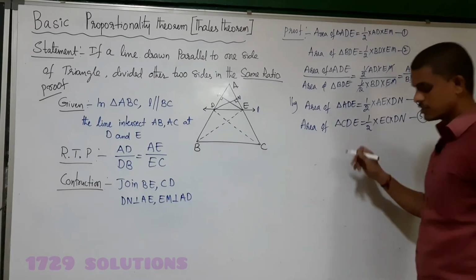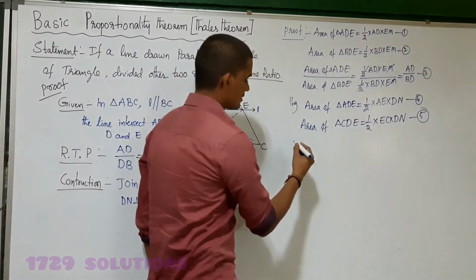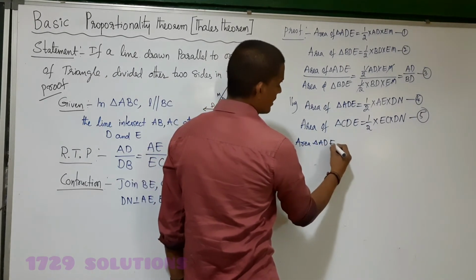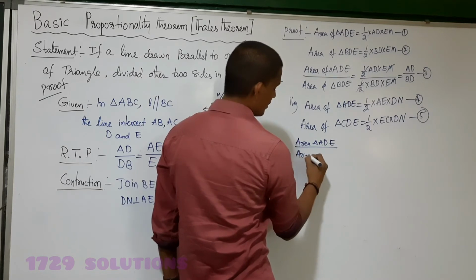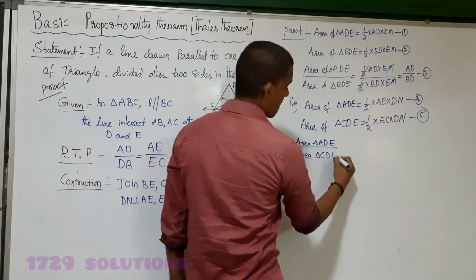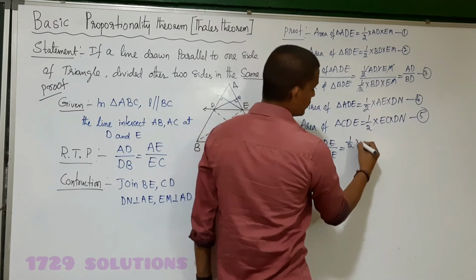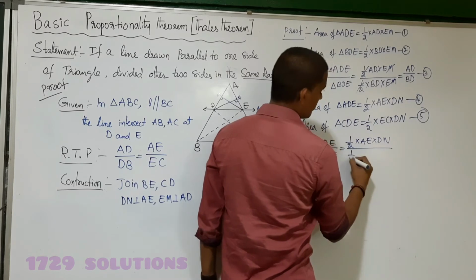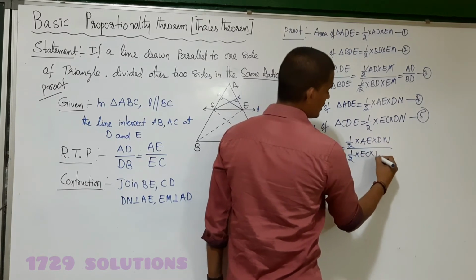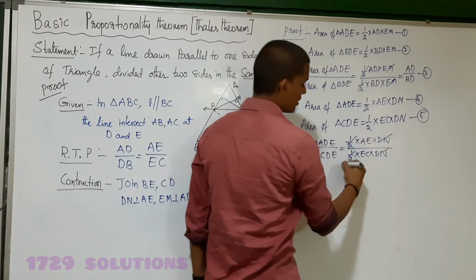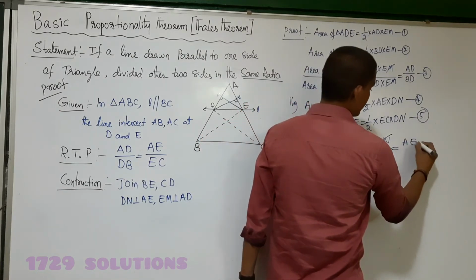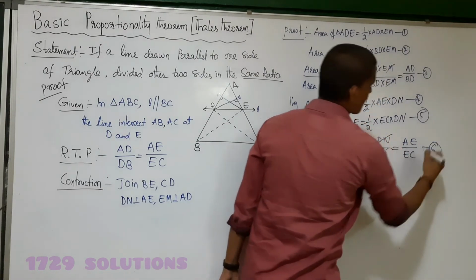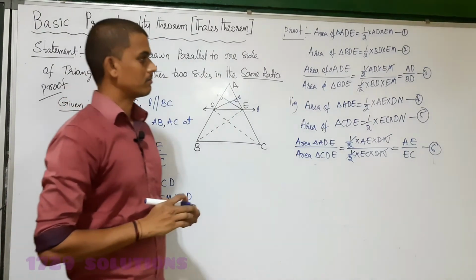So again we need to take the ratio of these two: area of triangle ADE by area of triangle CDE equals 1 by 2 into AE into DN by 1 by 2 into EC into DN. Again DN cancels and 1 by 2 cancels. Your answer is AE by EC. This is equation number 6. Clear? Almost we got the answer.